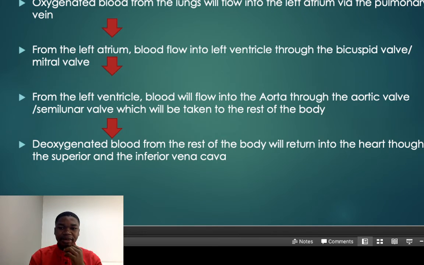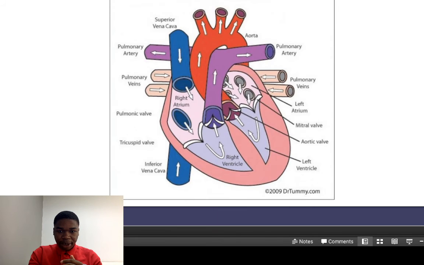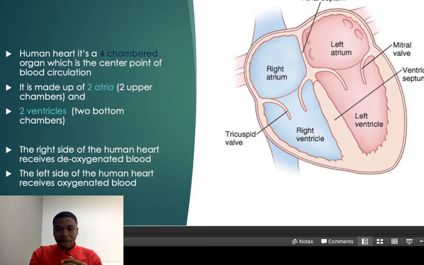You can name those, so it's very important to know the valve which is involved. From the left ventricle, the blood will flow into the aorta. Then you can see those two blood vessels on top. Then the blood will flow into the left atrium, then also flows down to the left ventricle.